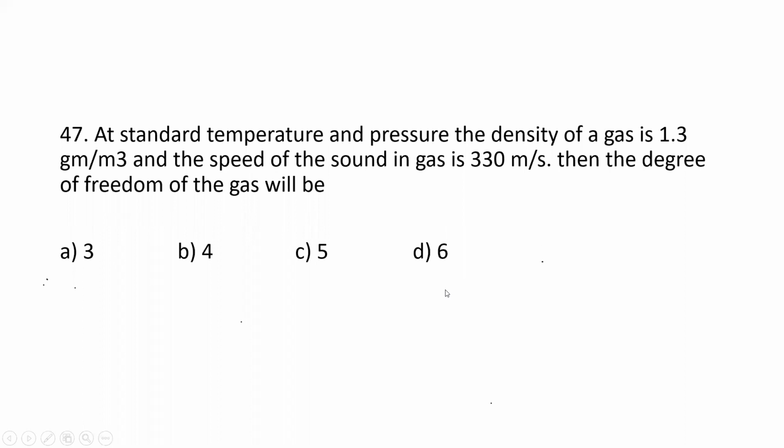Next question. At standard temperature and pressure, the density of a gas is given as 1.3 gram per meter cube. Next, the speed of sound in the gas is 330 meter per second. They have asked you to calculate the degree of freedom. So how to calculate the degree of freedom? Let us see.